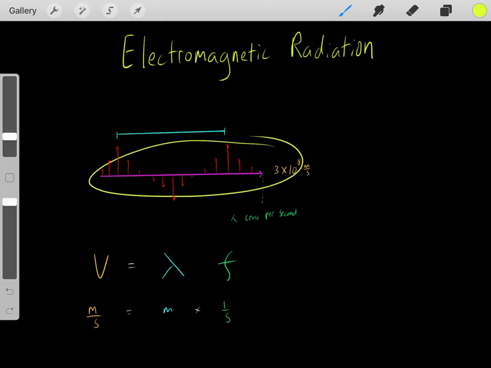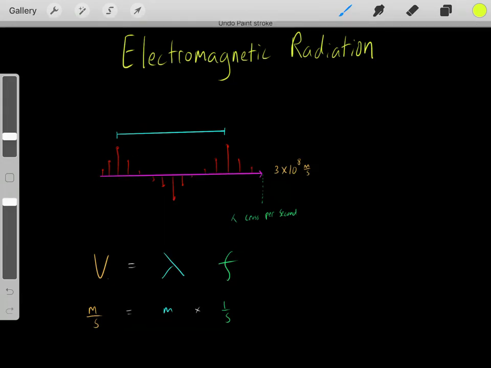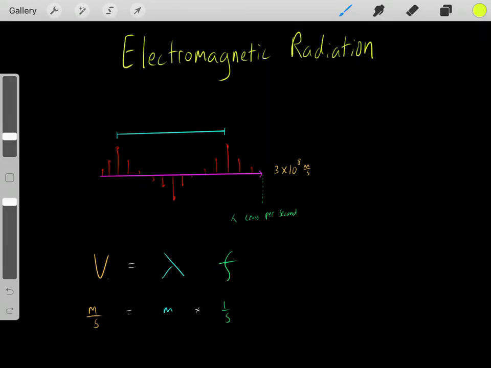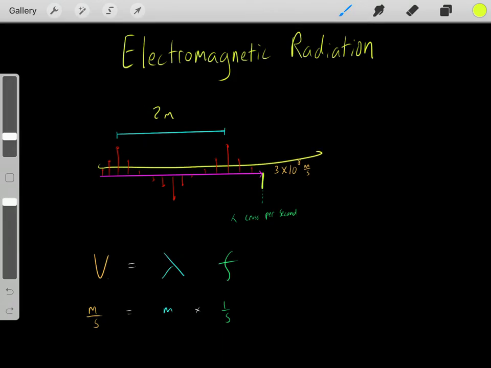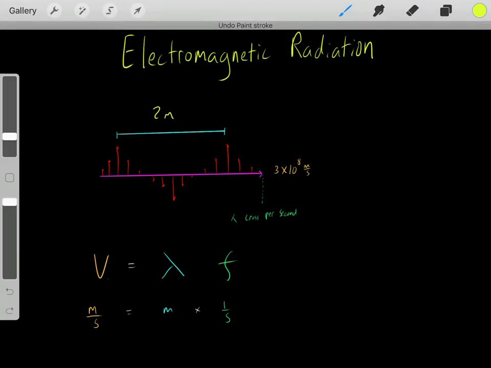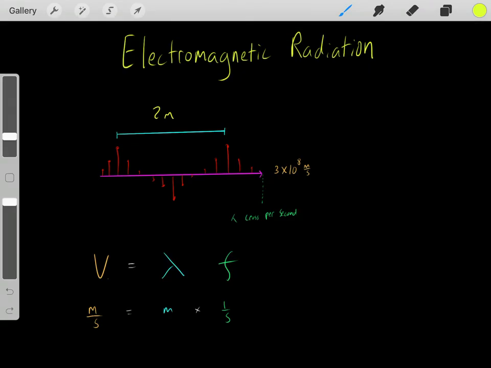Let's say we have this electromagnetic radiation and it's moving with this velocity. And let's say it happens to have a wavelength of 2 meters. Then if we were to stand right here and count how many of these wavelengths pass through this region in 1 second, that value is our frequency. And again, that might seem complex, but it's a simple calculation.